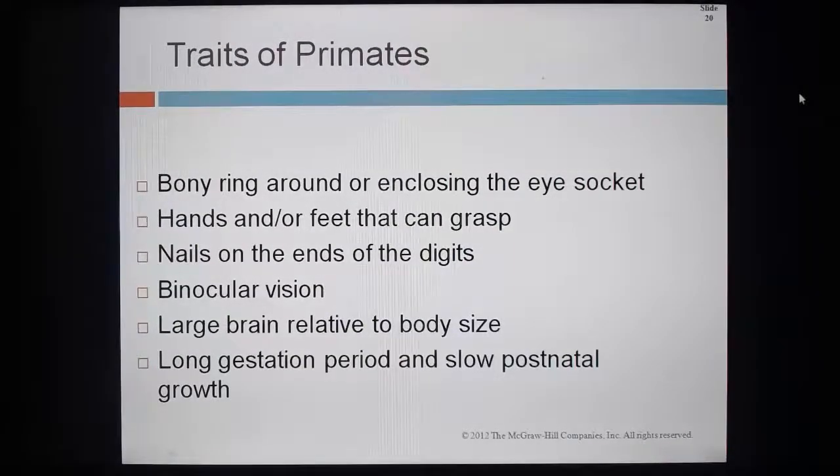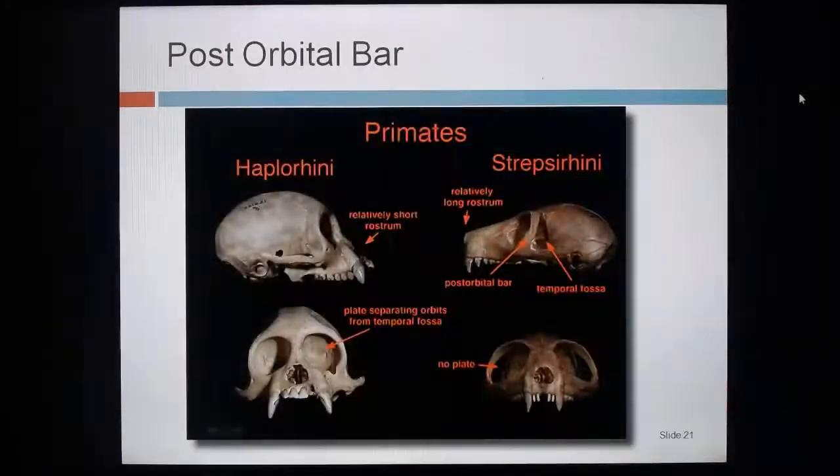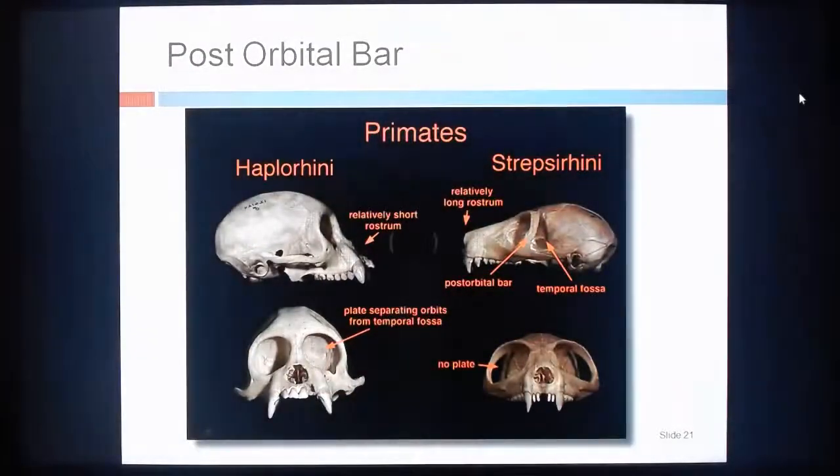Speaking of primates, traits of primates. A bony ring enclosing the eye socket. It can be open or it can be closed. Hands and feet that can grasp. Nails on the end of digits. Binocular vision, stereoscopic vision. Large brain relative to body size. And long gestation periods and slow postnatal growth. Let's take a look.